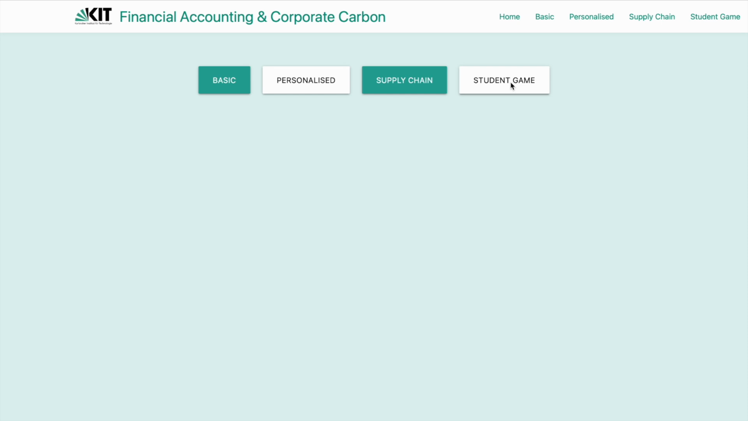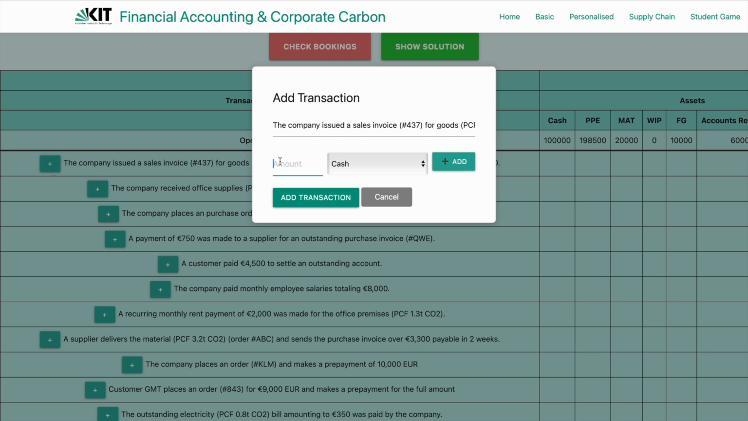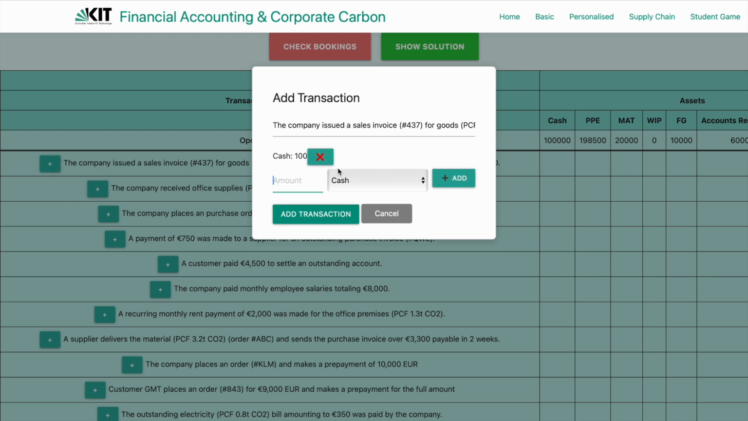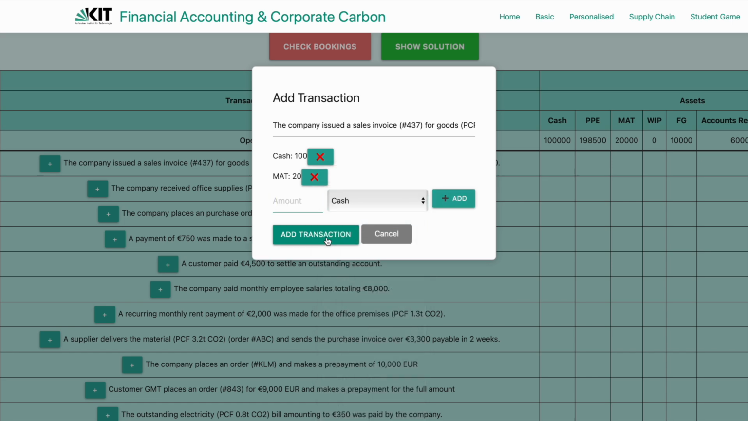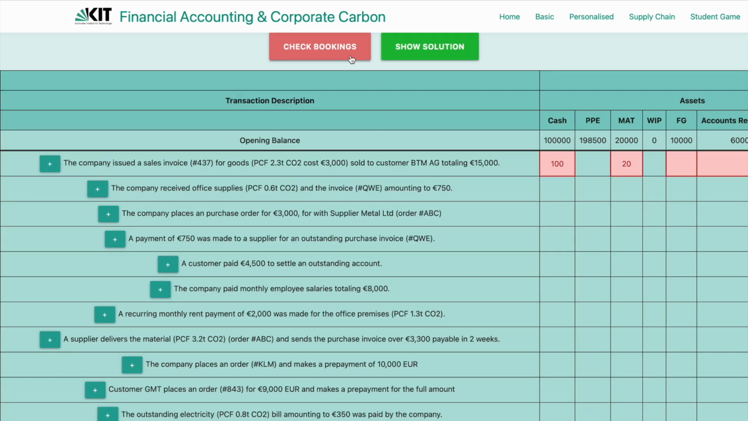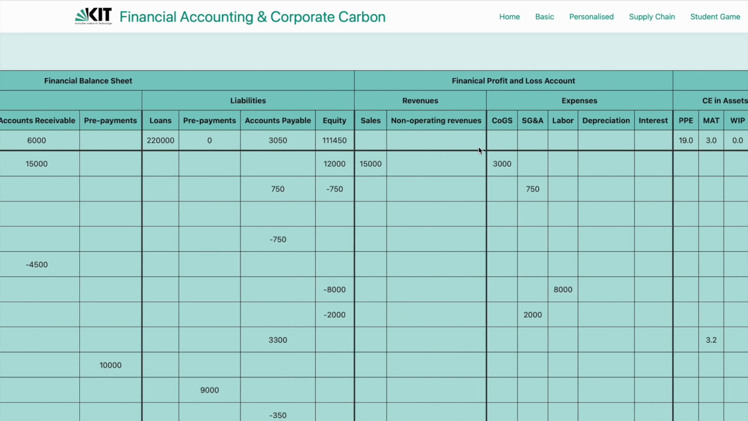Lastly, the student game provides an interactive, risk-free space for testing and refining one's skills in financial and carbon accounting. It features predefined transaction descriptions where students input their values, immediately verifying correctness and solidifying their knowledge.